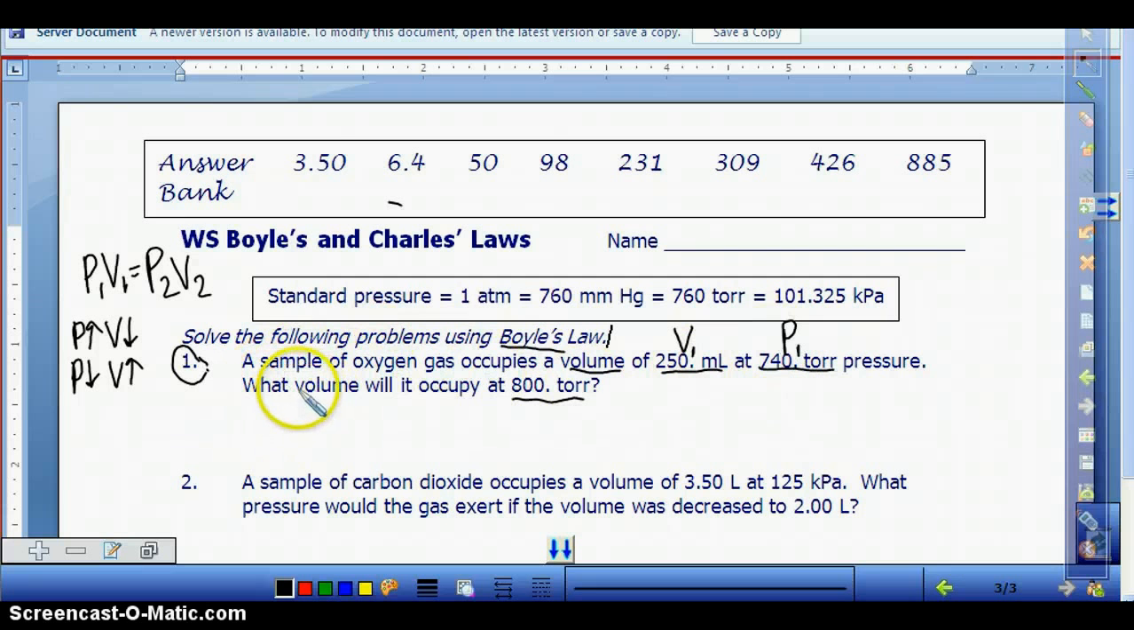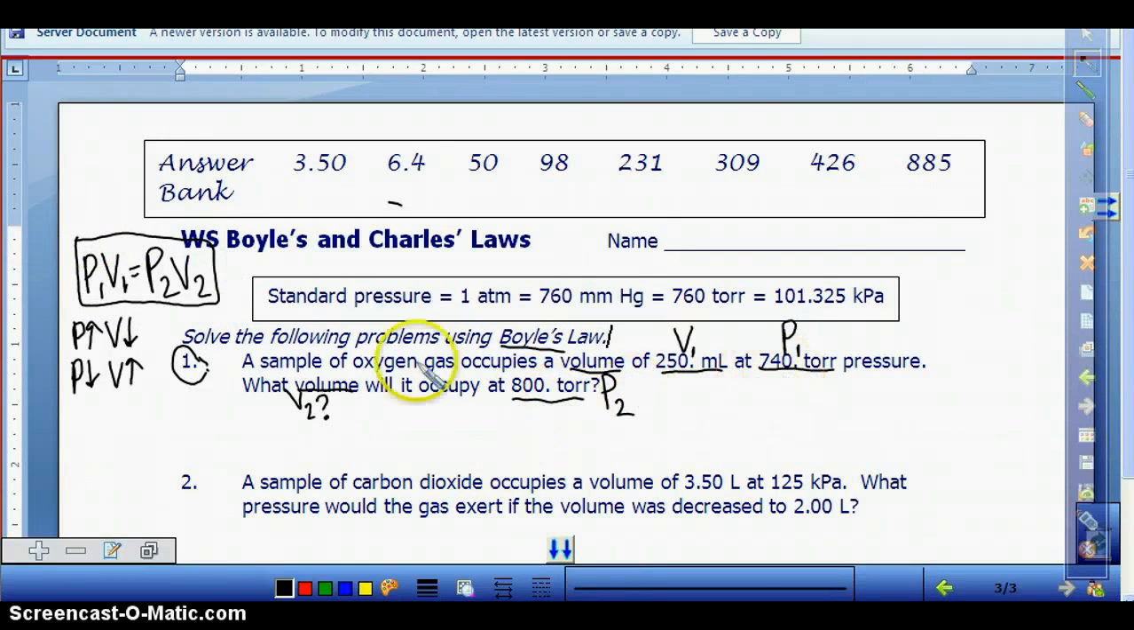And then we have a question word that asks us to solve for volume, so we'll call that V2, and we'll put a question mark there, so we know that's what we're solving for. And then we have a pressure associated with that, and we'll call it P2. And at that point, you just plug your numbers in for your variables. I'm going to follow this equation while I do it.